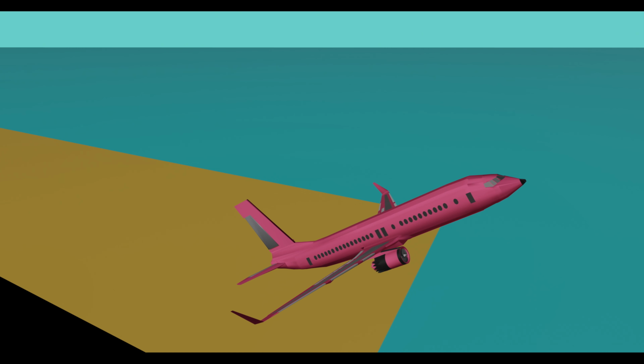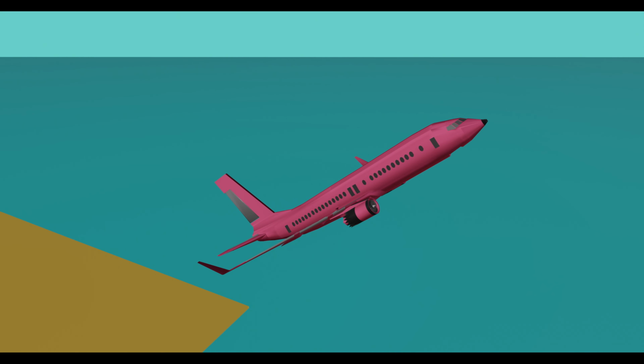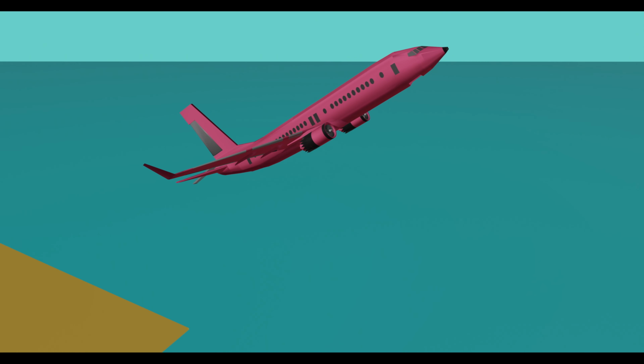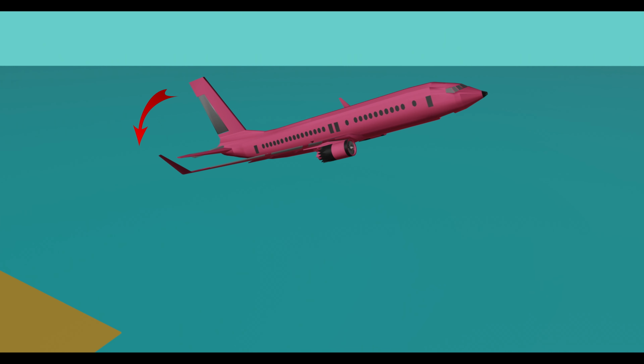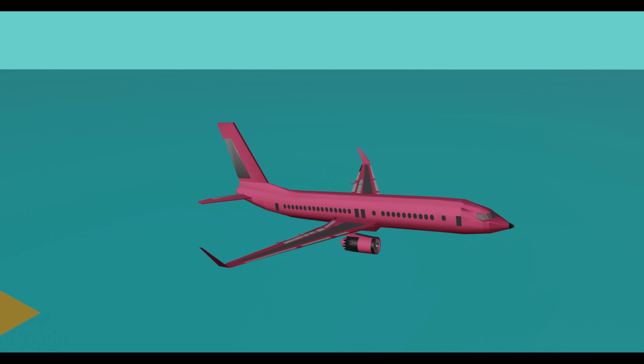In order to understand how pitch works, i.e. the vertical turning movement of the aircraft, a component better known as the elevator is used. When the elevator is turned and directed upwards, it in turn, by physics, causes the aircraft to go up. The opposite is also true, because when the elevator is turned and directed downwards, the aircraft moves down.